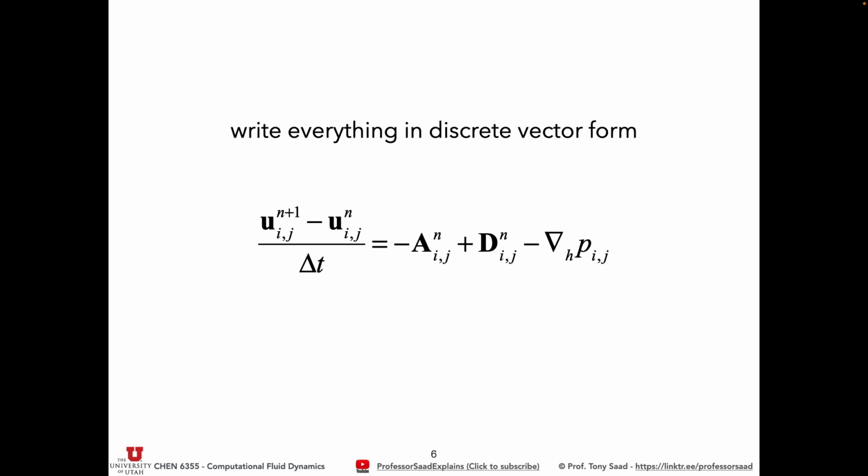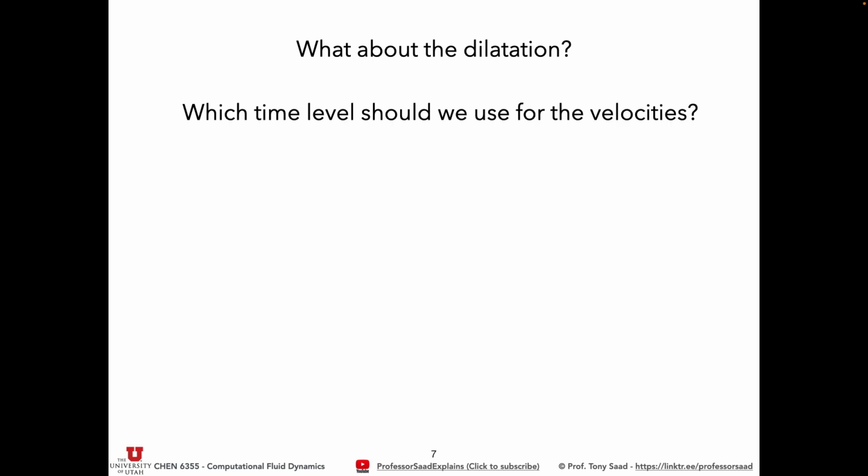So I put everything in vector form here so that we can see what we're going to do with the pressure. Okay, so what about dilatation or the continuity equation? The continuity equation in this case is really just div u equals 0. Which time level should we use for the continuity equation? Is it div u^n equals 0 or div u^(n+1) equals 0?